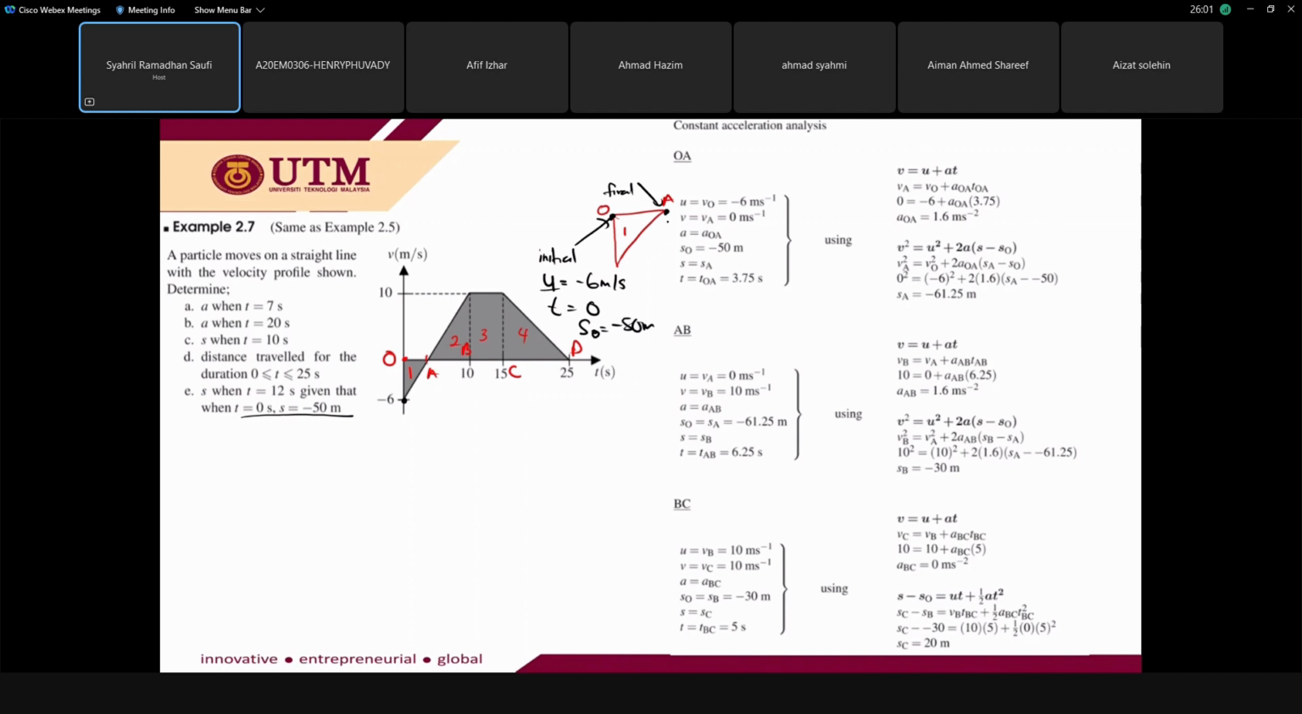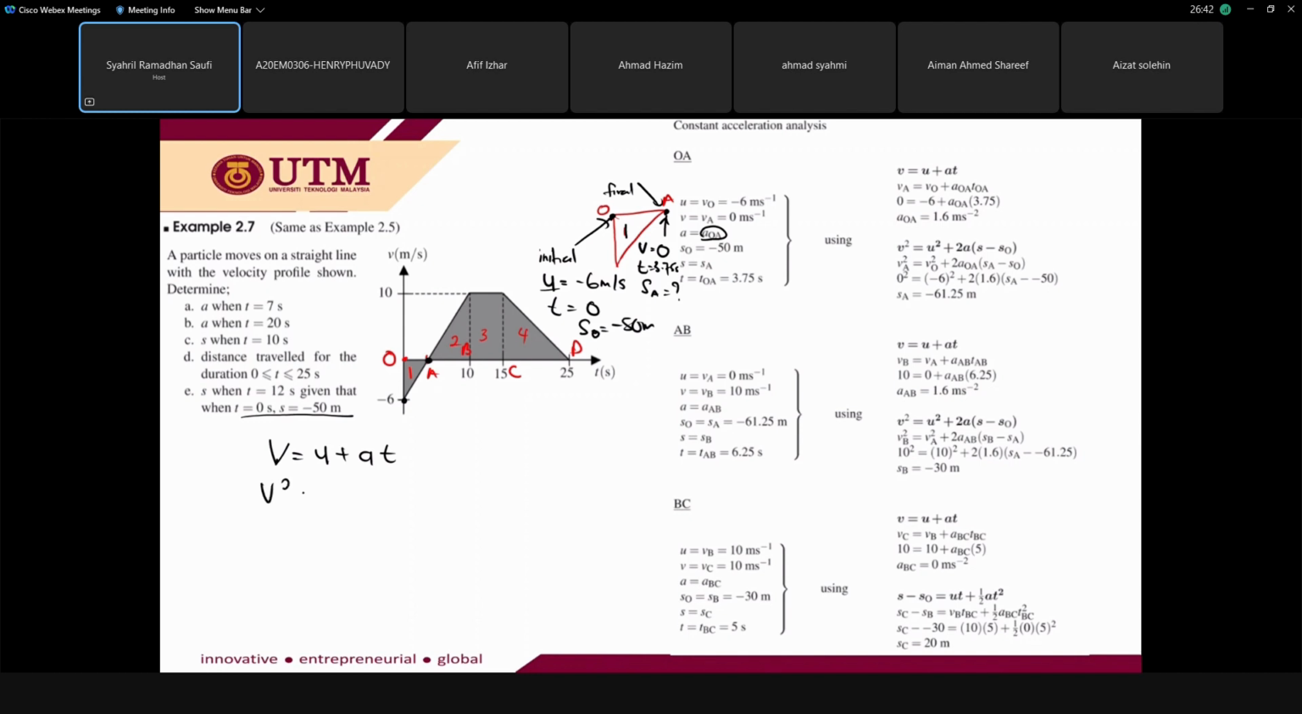Okay, u represents the initial velocity. So at the point A here, V, which is the final velocity for this section 1, is equal to 0. Okay, the time here is 3.75 seconds. Okay, the displacement at A is unknown, and then the acceleration a is also unknown.